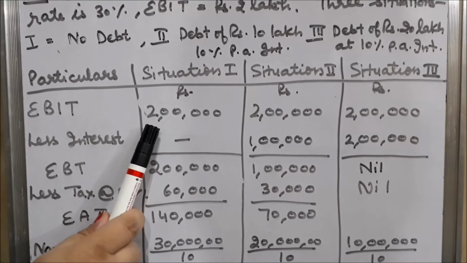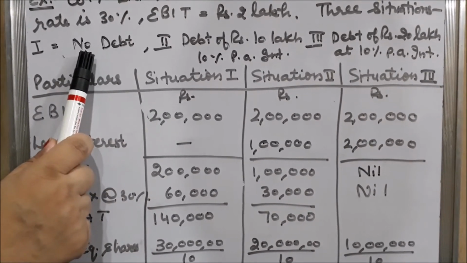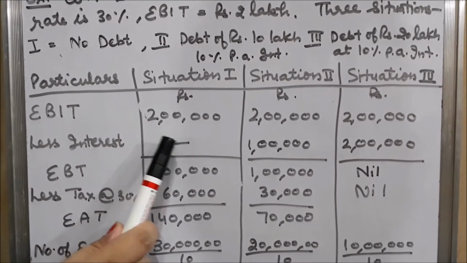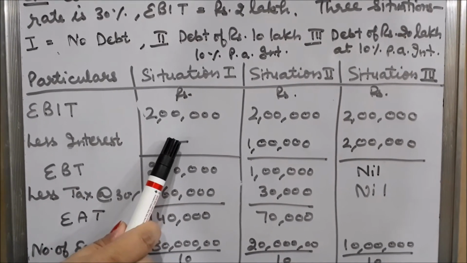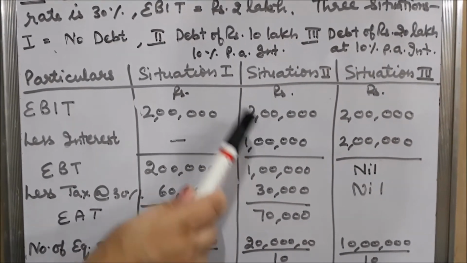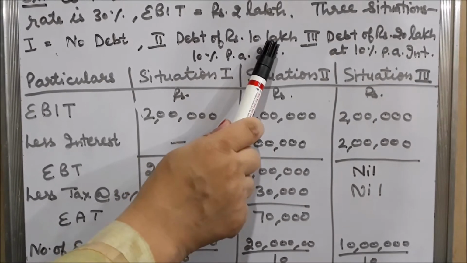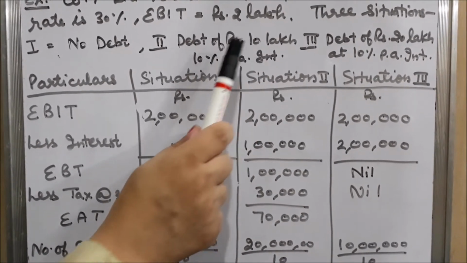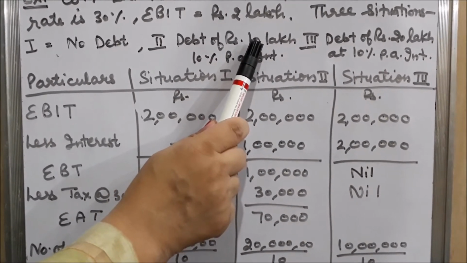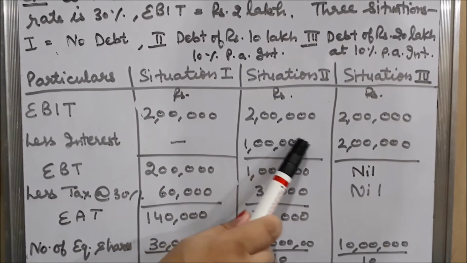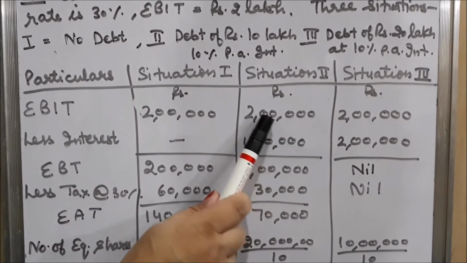So in situation 1, when there is no debt, no interest will be paid, so nothing is to be written here. In situation 2, there is a debt of rupees 10 lakh. So 10% interest: 10% of 10 lakh will be 1 lakh. So I am deducting 1 lakh rupees from the profits, the earnings.